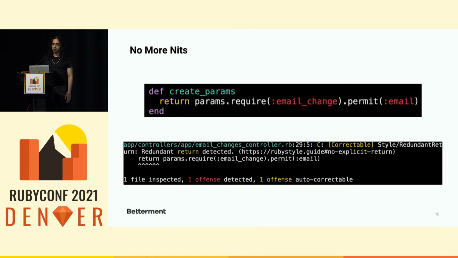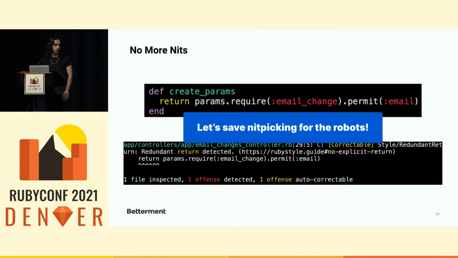However, by introducing Rubocop, we can actually start to take a hard stance on things like this. So here you can see Rubocop actually called me out for saying, you don't actually need this return statement, just get rid of it. This is really important because not only am I enforcing the style guide in a very consistent way, but it also saves time for the code reviewer. The reviewer doesn't need to look for these, doesn't need to leave a comment saying, hey, get rid of this. Rubocop has already done that for them. So let's just save nitpicking for the robots.